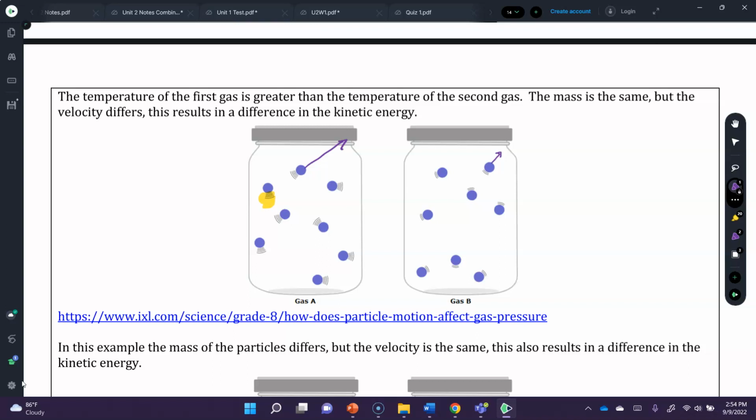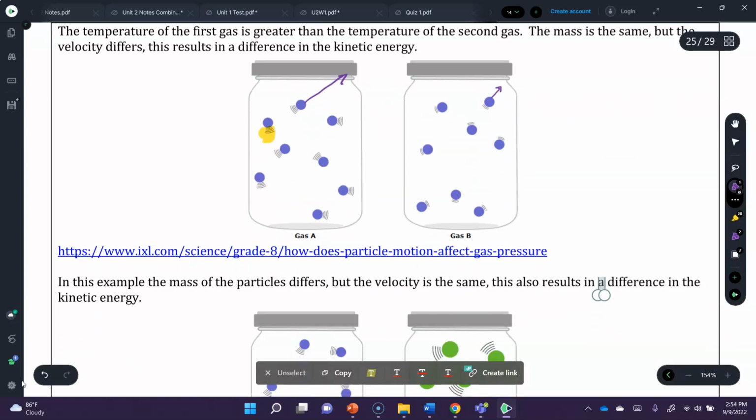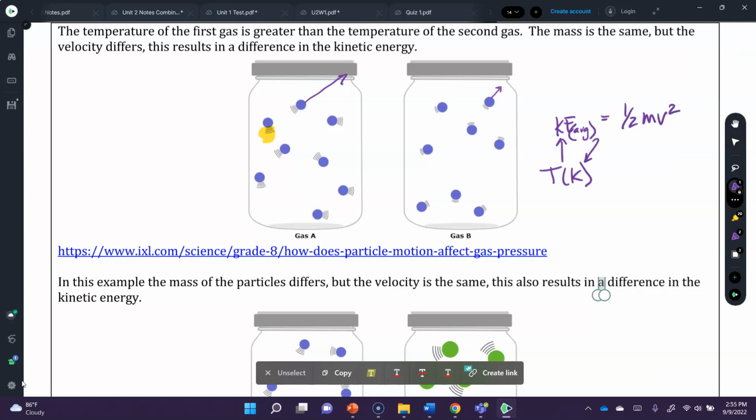The mass might be the same, but the velocity differs. So because they have the same mass, but their velocities are different, their temperatures will be different. So remember that kinetic energy, if we take the average of that, we see that as the temperature in Kelvin, that is equal to 1/2 mv squared. The average only applies if we're looking at temperature, and we average all of those kinetic energies together.